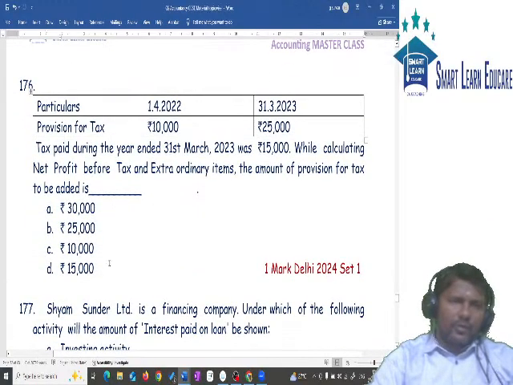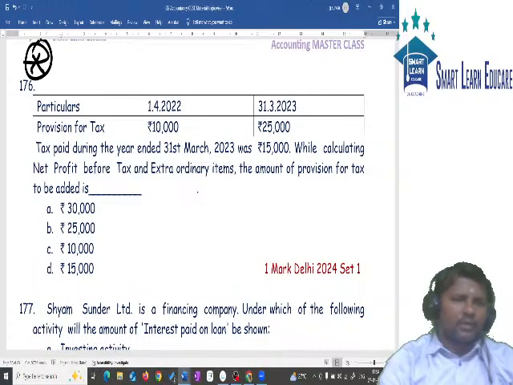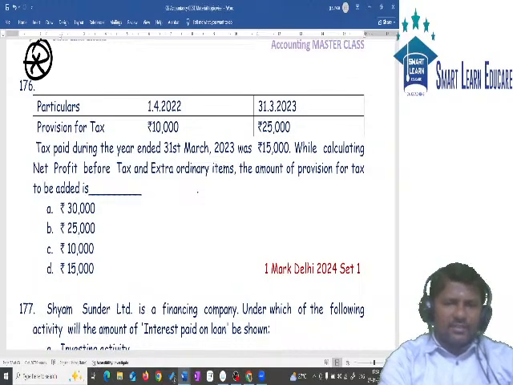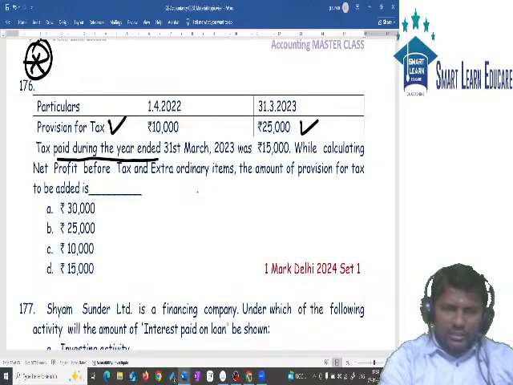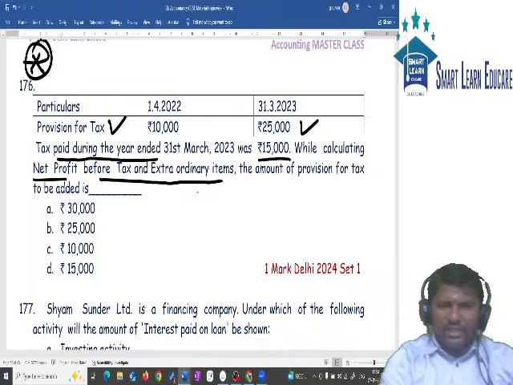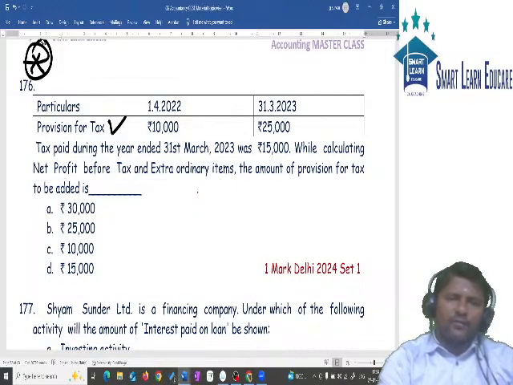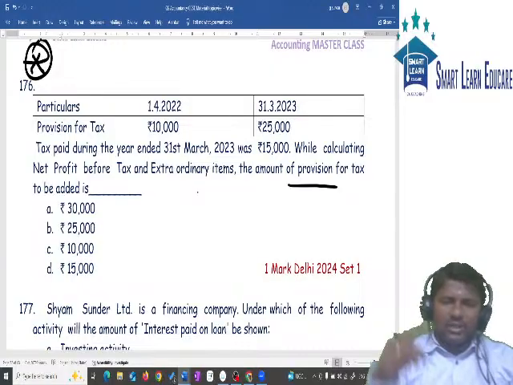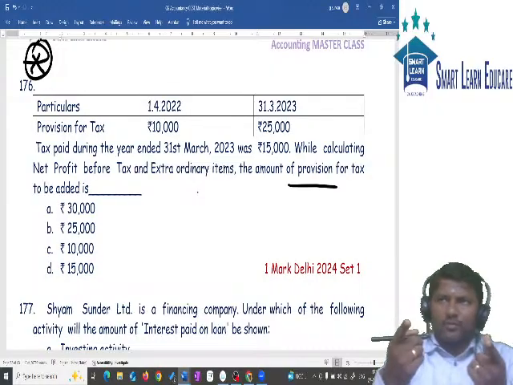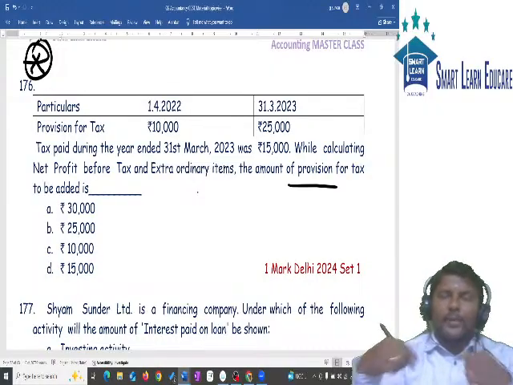Next, this is an important question. Provision for tax given. Opening balance of provision 10,000. Closing balance of provision 25,000. Tax paid during the year is 15,000. While calculating net profit before tax and extraordinary item, the amount of provision for tax should be added. I already told you what net profit before provision and tax is. It is the change in net profit. With that change, reserve should be added, provision for tax should be added, proposed dividend should be added.